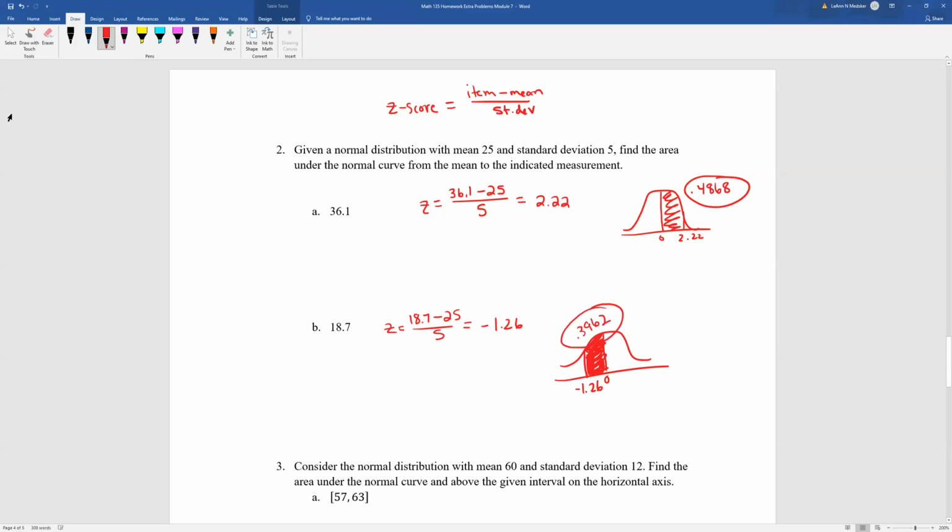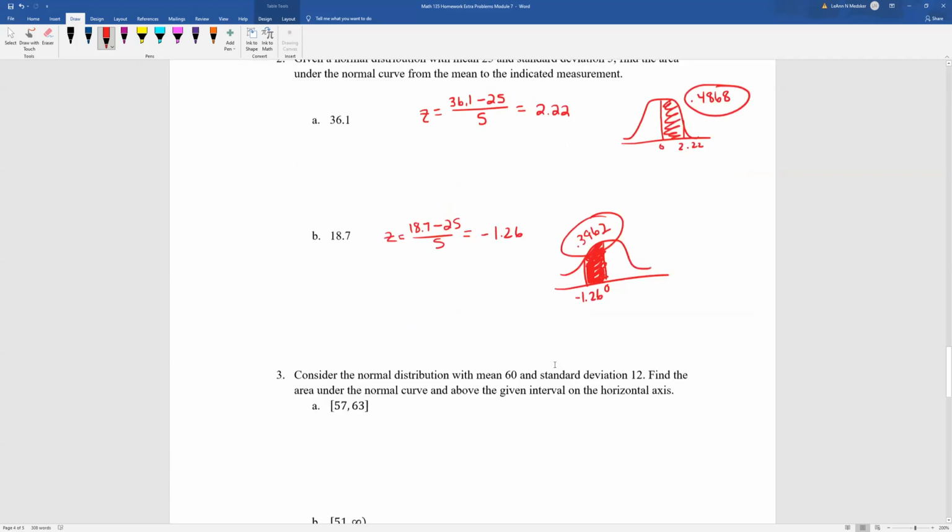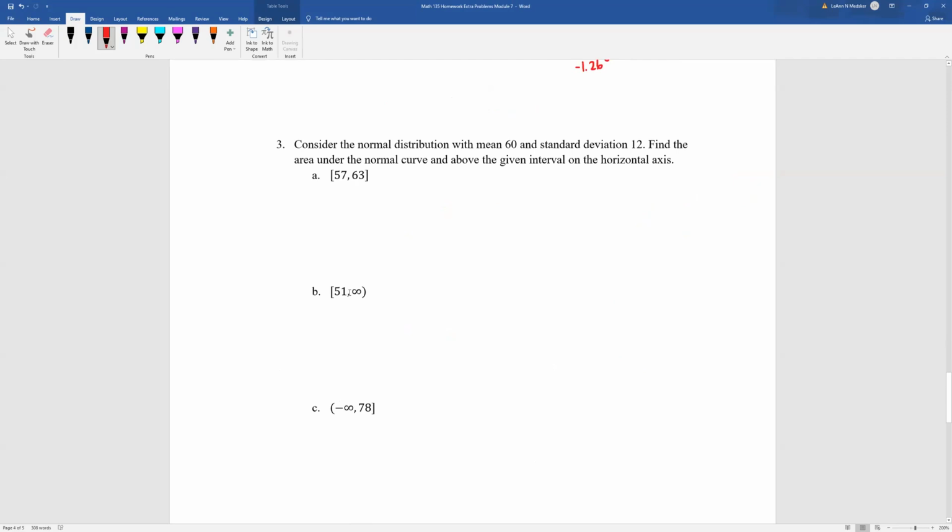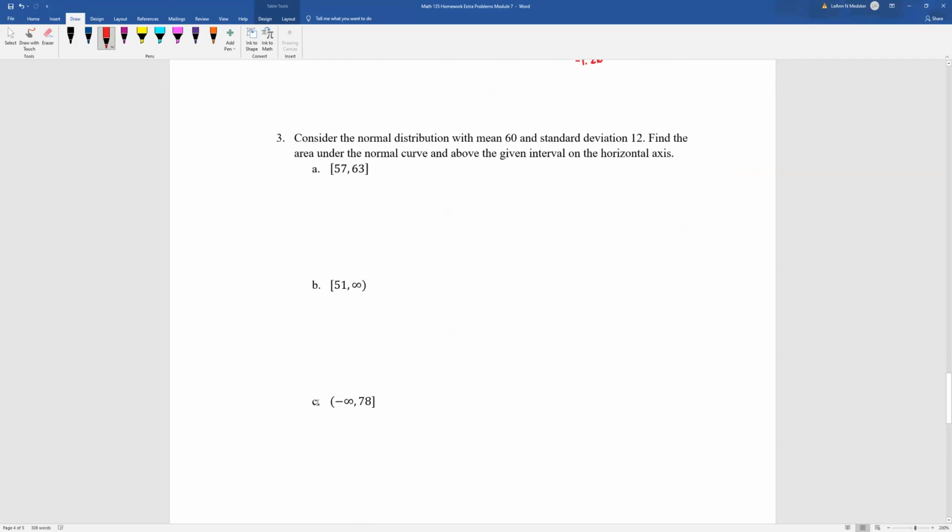Okay, so if we're using this setup, and some z-score charts do not give it to us from the mean. They actually just give you from the value you're at all the way down to the left. So it depends on which chart you're using, but the one I believe in your calculators and in the book uses this version. So what if we want to do different intervals, like between two numbers, or completely to the right of a number, or completely to the left? In this one, we have a mean of 60, standard deviation of 12, and we want to find the area under the normal curve between these values.